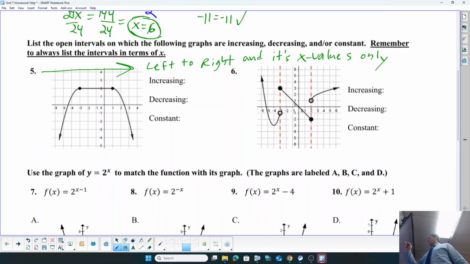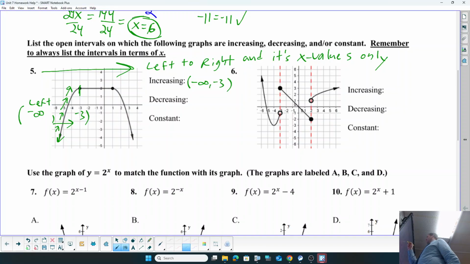So from left to right, what are we doing right now? Even though the arrow is pointing down, from the left to right direction, we are actually going up. So we're actually increasing until we get to negative 3. So from negative infinity to negative 3, we are increasing.